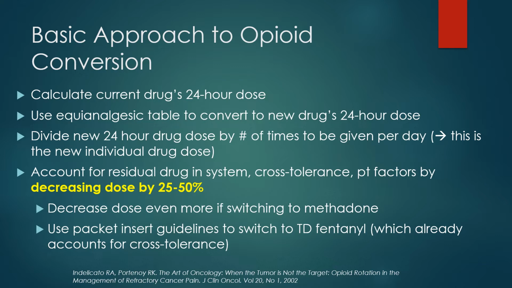Next, account for residual drug in system, cross-tolerance, and patient factors by decreasing the dose by 25 to 50%. You can decrease the dose even more switching to methadone. Or you can use the package insert guidelines to switch to transdermal fentanyl, which already accounts for cross-tolerance.